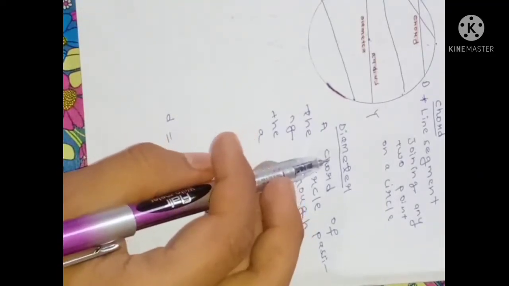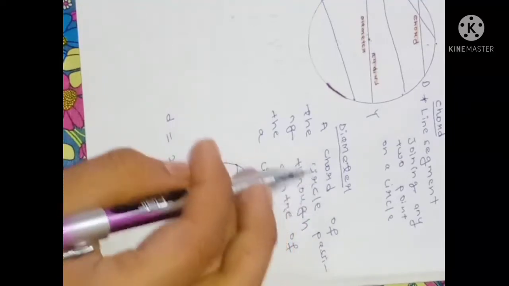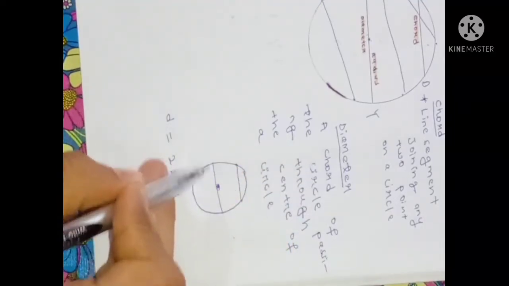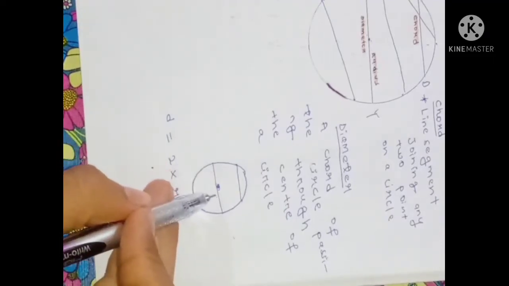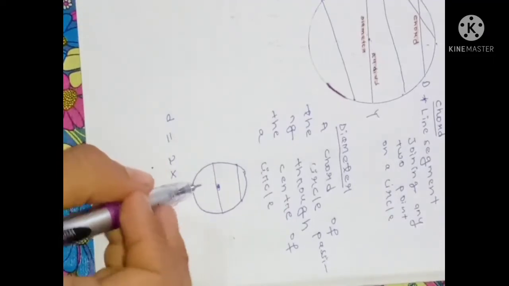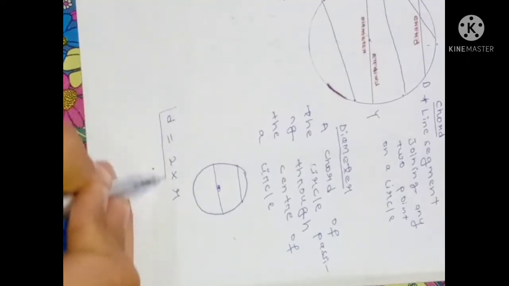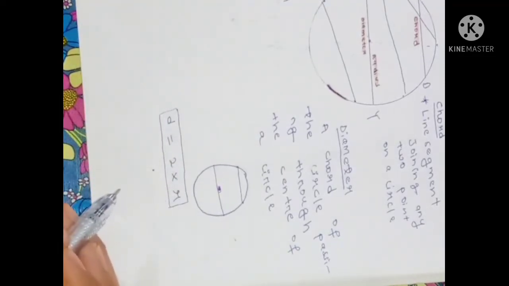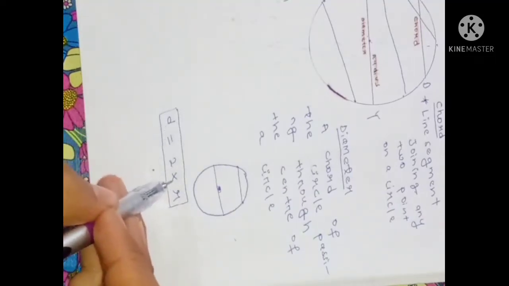The definition of diameter also says this: a chord of the circle passing through the center of the circle. So this is a chord and it is passing through the center of the circle, so it is called diameter. Now look here, D is equal to 2 into R. This is actually a formula, that is diameter is equal to 2 into R.